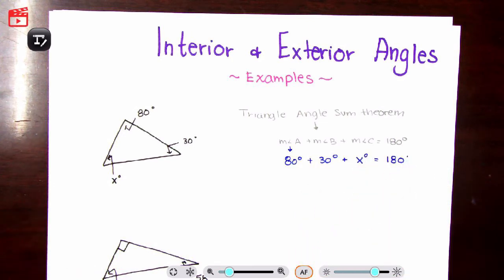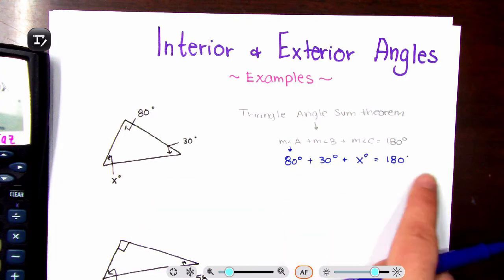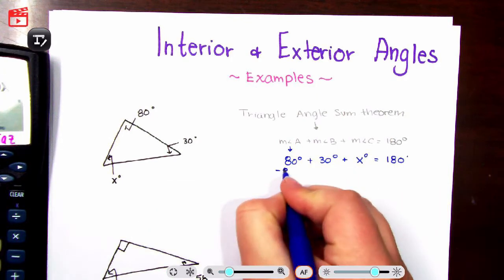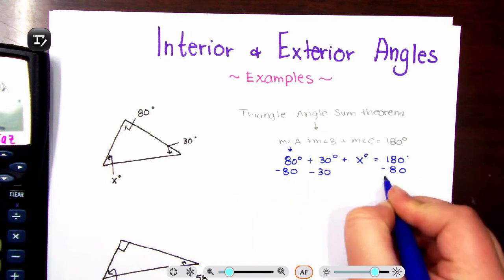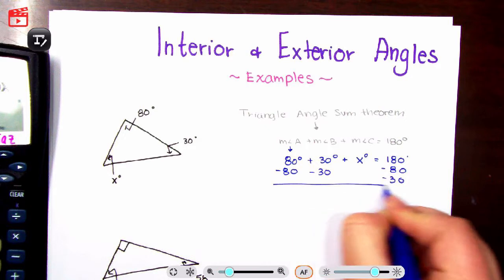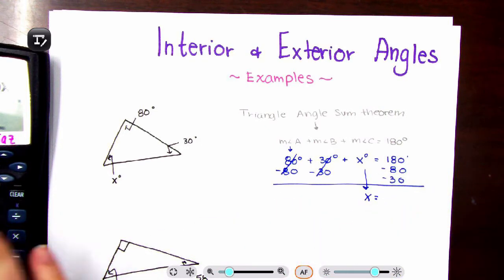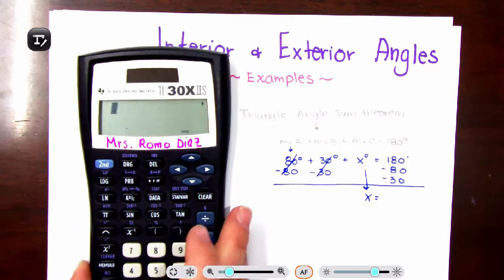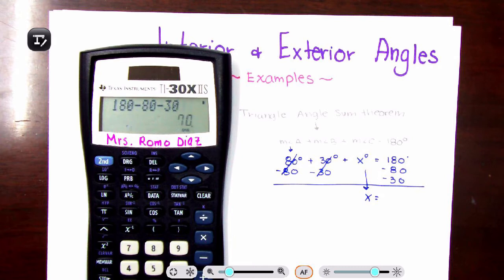Now, I know some of you in my class already know that we're just going to subtract these two numbers from 180. So I'm going to subtract 80 here. I'm going to subtract 30. And that's going to give us our angle measure of x. So let's do that on our calculator. I have my calculator here. 180 minus 80 minus 30, and that is 70.